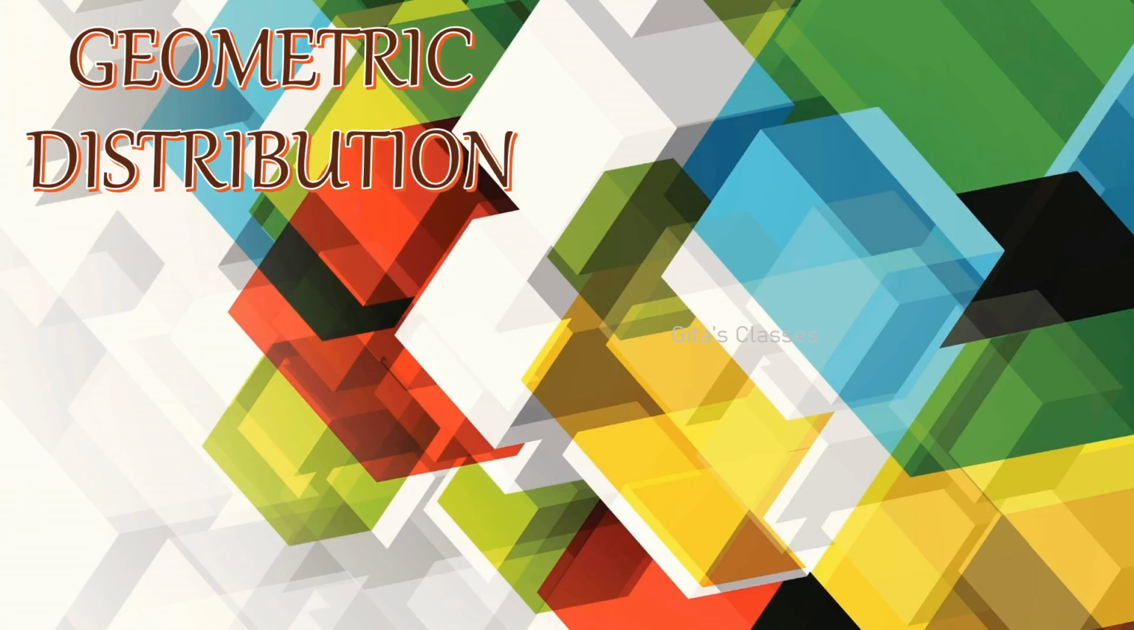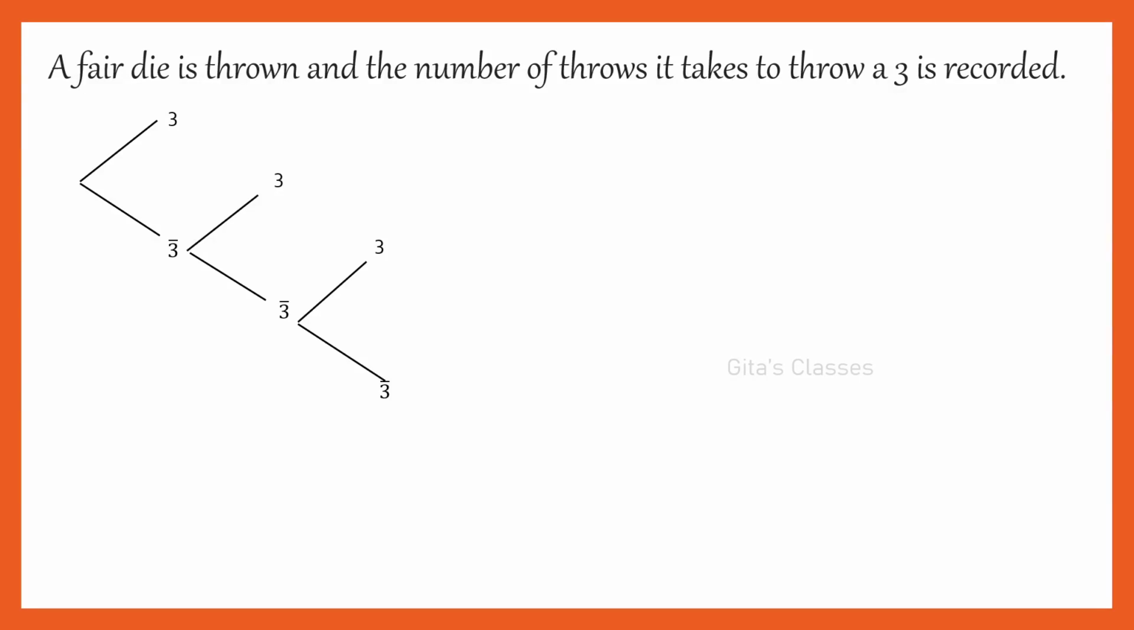Okay. So I'll give you one example. From that you will understand what is geometric distribution, right? A fair die is thrown and the number of throws it takes to throw a 3 is recorded. Okay, the number of throws it takes to get a 3 is recorded. So here the success is P, success is always P, and this is almost similar to binomial distribution, only one small change will be there in the PMF. Okay, how we are going to form this PMF we'll see.